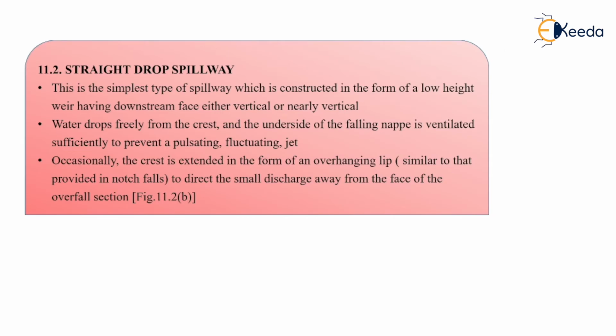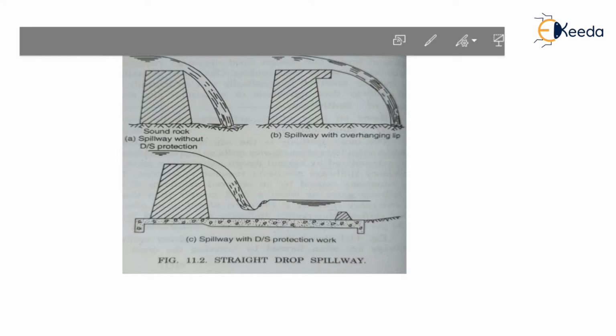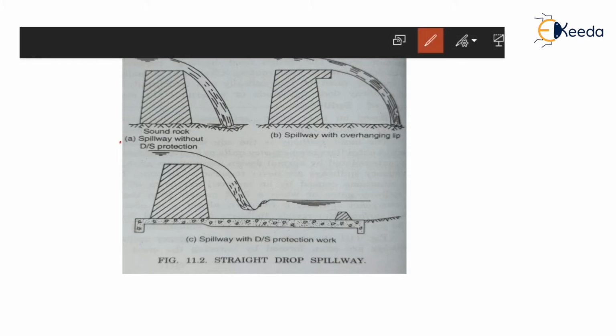I will show you in the next diagram. Here you can see the spillway provided without a downstream protection, which looks like this. And when you provide the overhanging lip, a portion of the water will fall ahead and beyond the toe section of the spillway, so that the section nearer to the toe of the spillway will be protected.